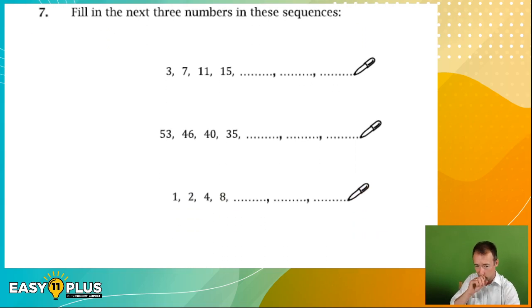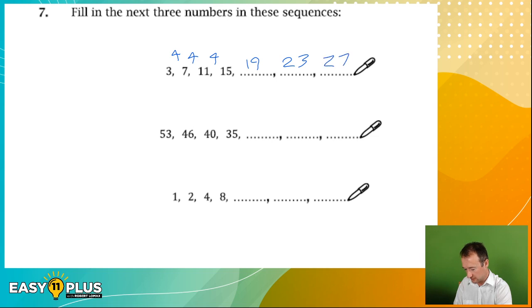Here's another very similar style of question. These turn up so often in 11 plus exams. 3 to 7 is 4, 7 to 11 is 4, so this is easy peasy. 19, 23 and 27.